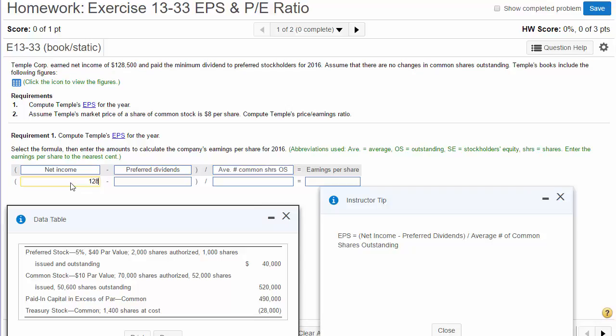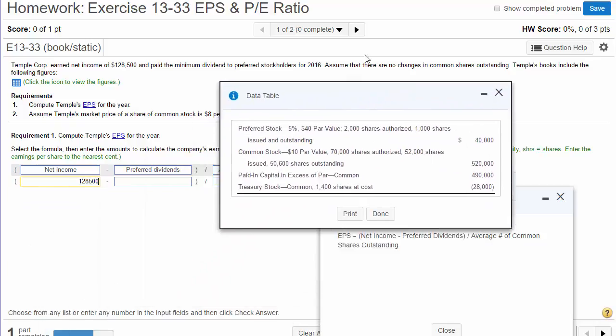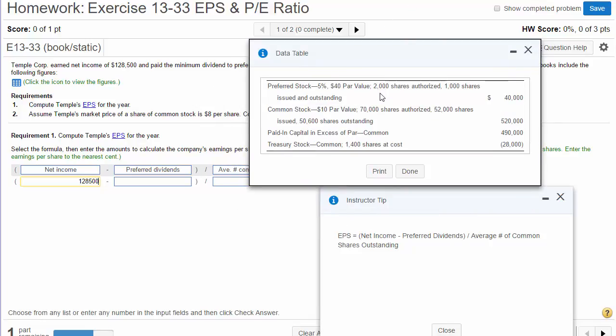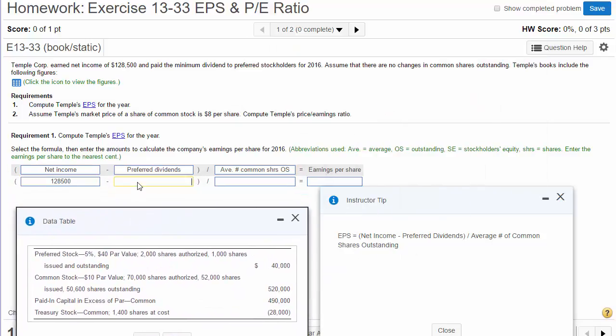So our net income is up here, $128,500. Now we have to calculate the preferred dividends. Remember, the preferred dividend formula is the number of shares outstanding, 1,000, times the par value, 40, times 5%. When you crunch the numbers, you should get $2,000.